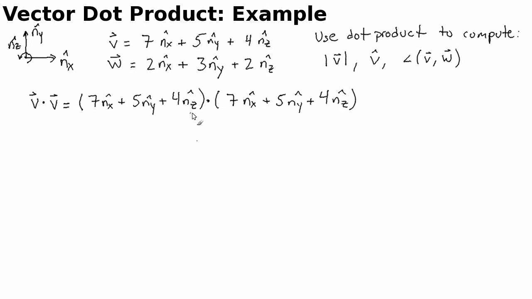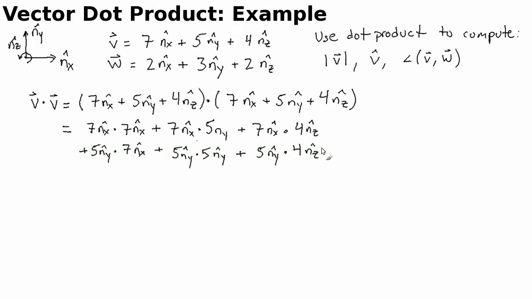We write out the entire vector v dotted with itself, and then we expand all these terms. So we'll use the distributive law to dot 7nx with each of these terms, which gives us this line, and then we add the dot product of 5ny with each of these terms. And finally we dot 4nz with each of these terms.